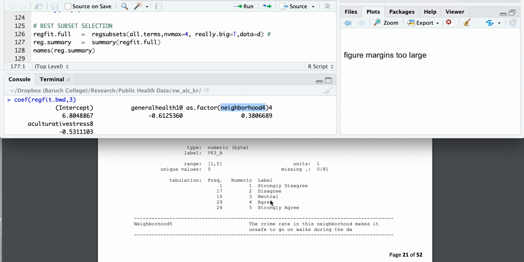And then we have agree. Those who agree, these 24, these 29, compared to the baseline, which is strongly disagree, tend to have a higher amount of sugar in their blood. But that doesn't apply to strongly agree or even neutral or disagree. So this is strange. Needs to be discussed.